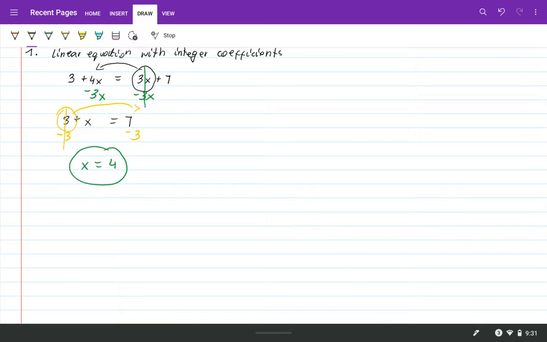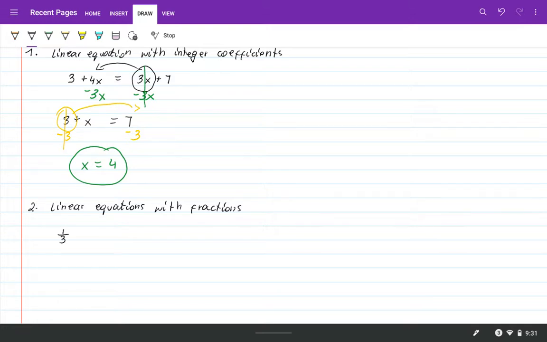Next, in section 1.1, they also teach you how to solve a linear equation which have fractions. So I want to solve one example. So linear equations with fractions. And the book explains that very nicely. However, I want to do one extra example.